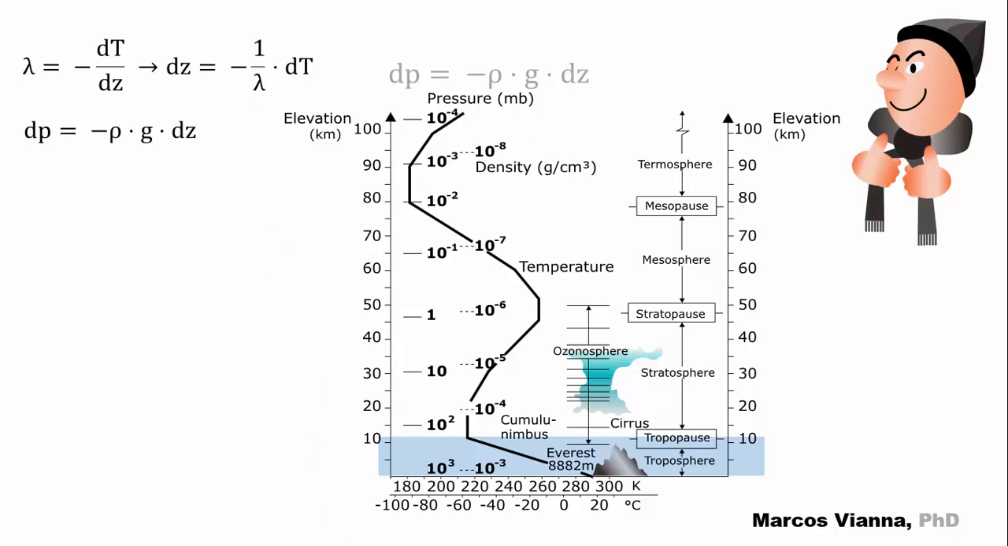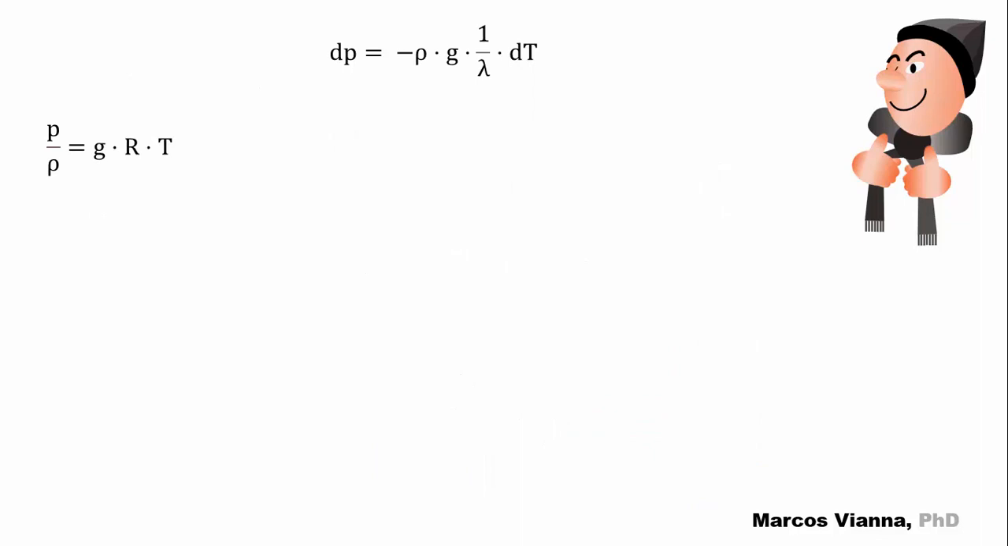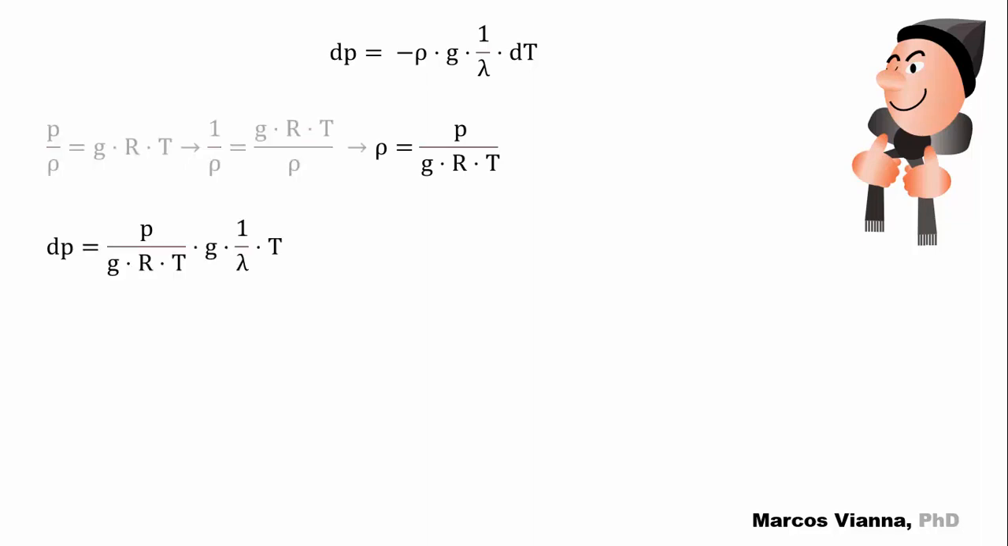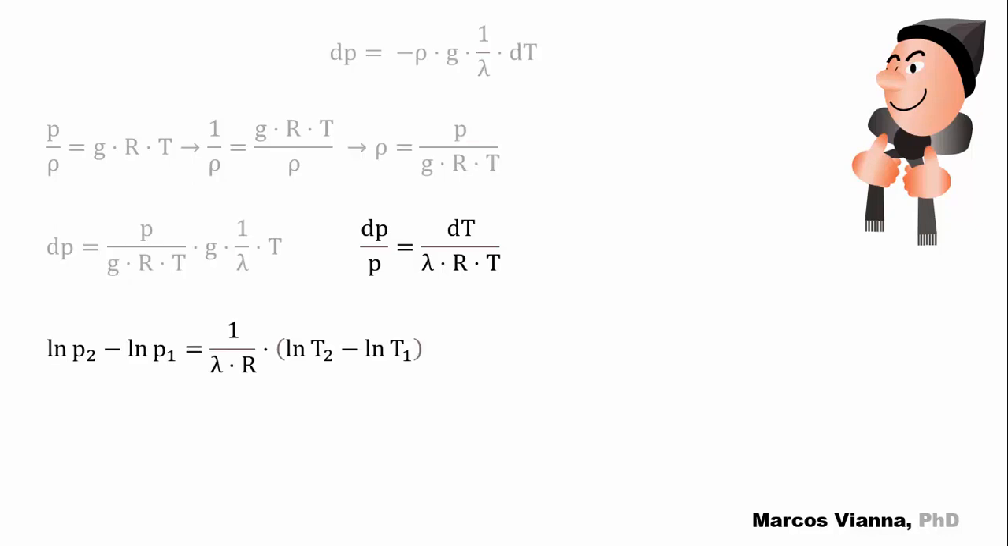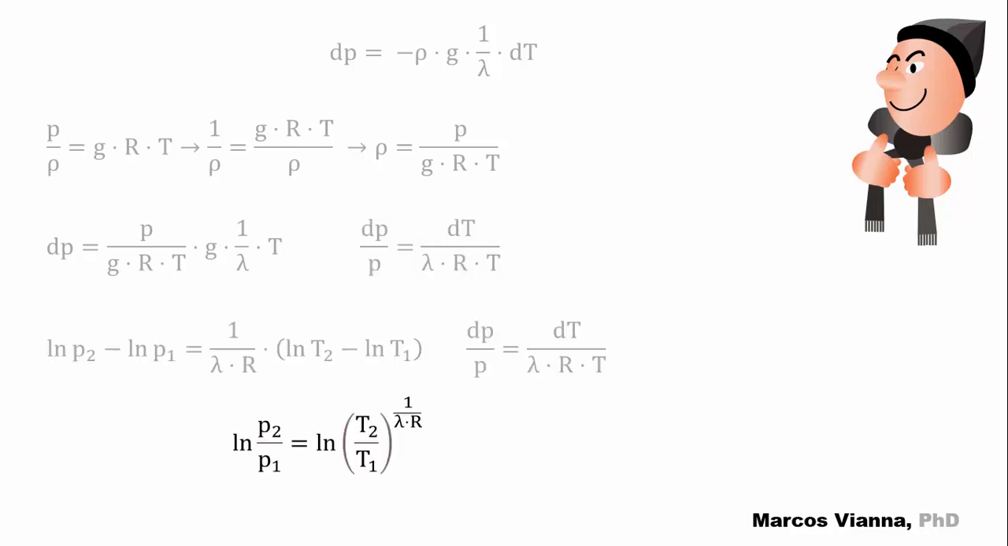If we substitute dz in this equation, we find this relationship. Gas law states that P over ρ equals gRT. Let's rewrite it in this form, or in this form, which is better. When we substitute it in the upper formula, we find this. Let's rearrange it for integration. Integrating between the limits 1 and 2, we find this expression, which leads to this and this one. Let's write it again. This is the expression that we wanted.